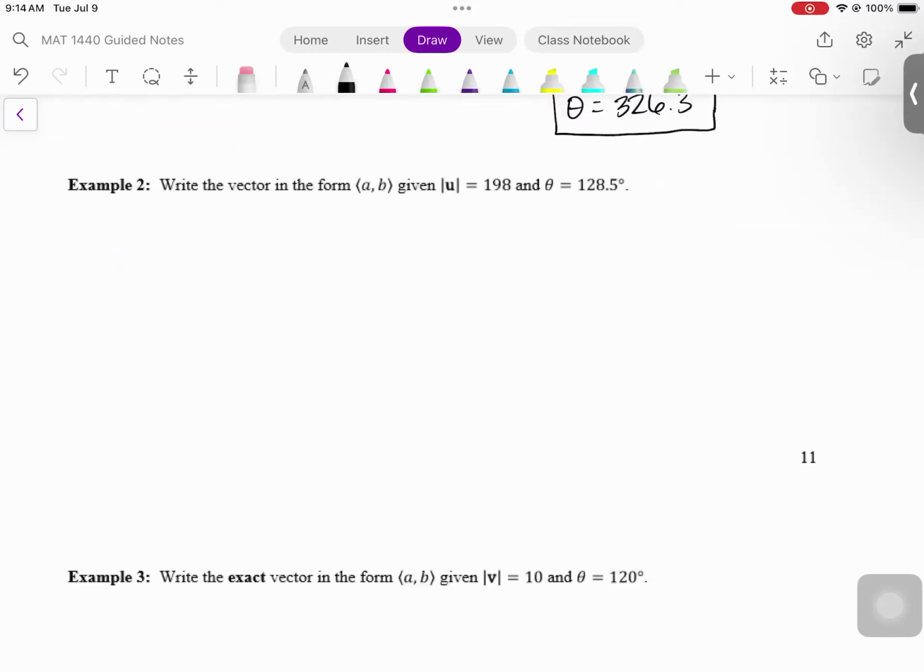Write the vector in position vector form, or that component form, given the magnitude of our vector is 198 and our direction angle theta is 128.5 degrees. So we need to find that ordered pair of that terminal point of our vector. That's how we're going to set up that vector form, the component form. So let's begin by sketching an angle of 128.5 degrees.